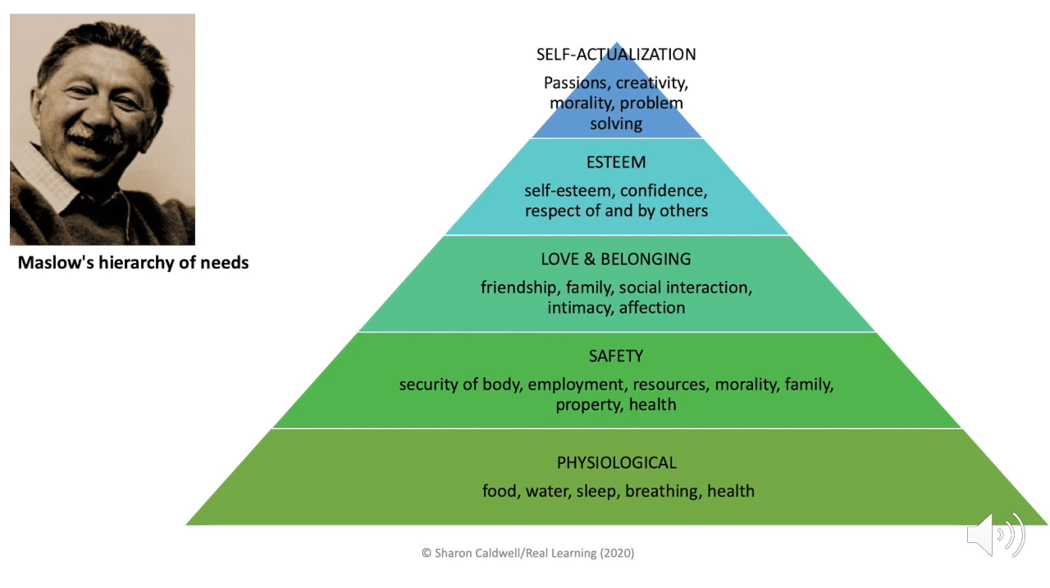What we mean by hierarchy is that needs are addressed in a certain order. So certain needs are more pressing than other needs. And he starts off with physiological needs: food, water, sleep, breathing, and health. And if those aren't taken care of, then we're not really able to deal with the next layer on the hierarchy: security of body, employment, resources, morality, family, property, and health. So he seems to think that the lower levels help us achieve the higher levels.